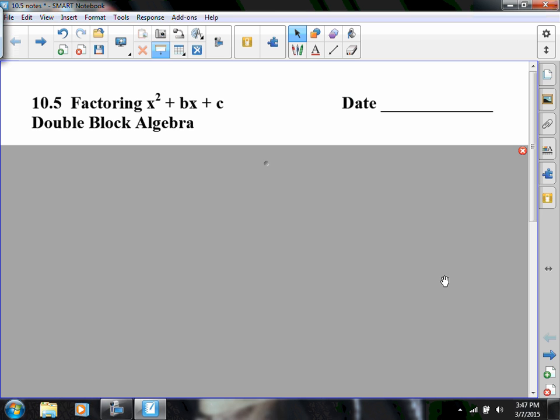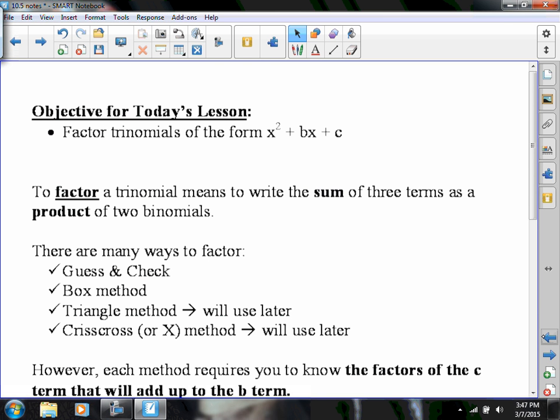These are the notes for section 10.5 entitled Factoring x squared plus bx plus c. And what that means is we're going to factor trinomials, and we're going to factor them in the form of x squared plus bx plus c. That means that there's not going to be any a term in front of the x squared. So this is the easy factoring that we're going to be doing today.